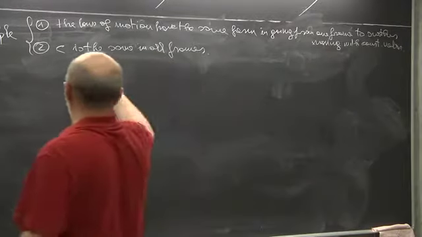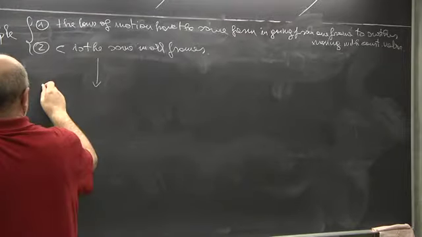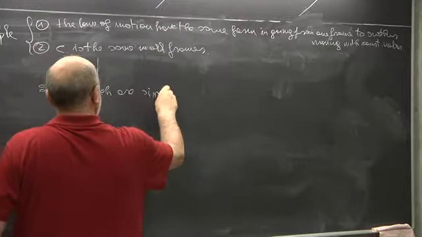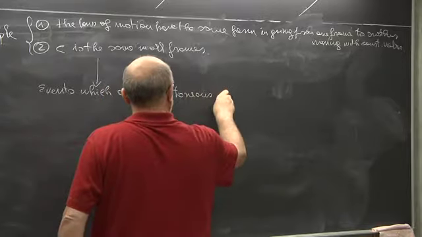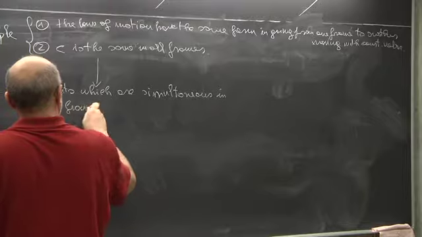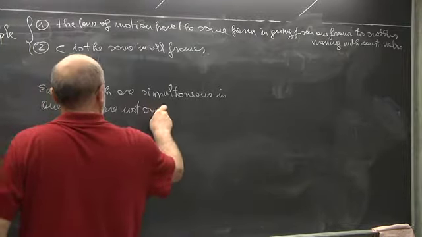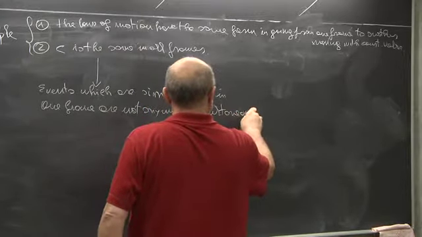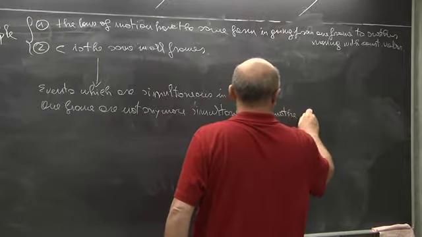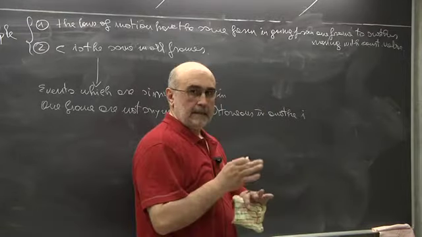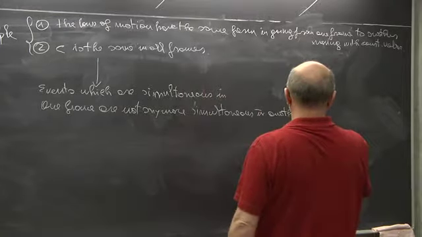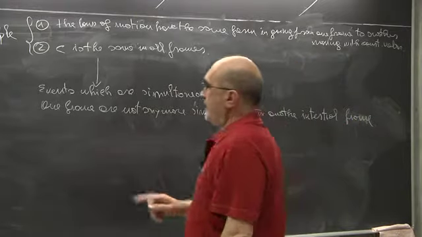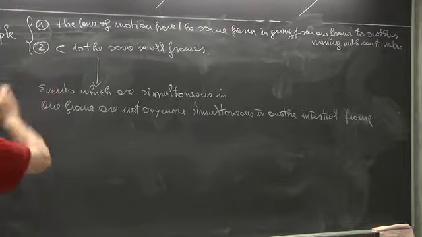Okay, so let's see a first consequence of this. The consequence is the following: events which are simultaneous in one frame are not anymore simultaneous in another inertial frame. We use the word inertial with the meaning that one frame is moving with respect to the other with constant velocity. This is a sort of theorem derived from this postulate. Let's see how it goes.